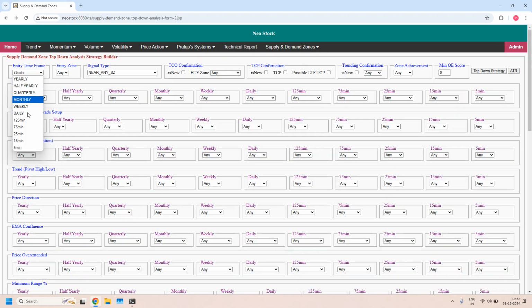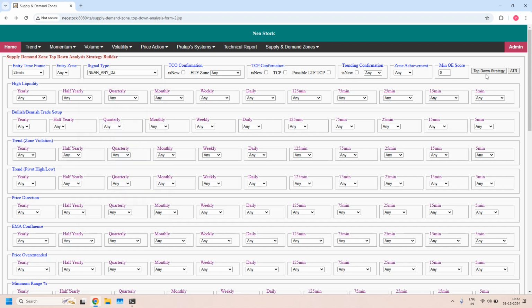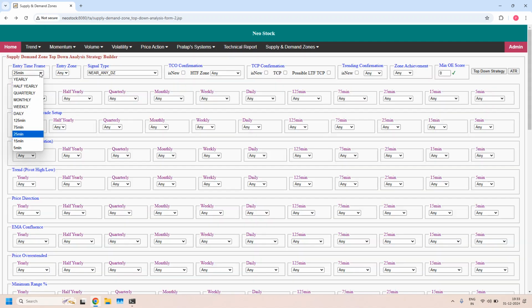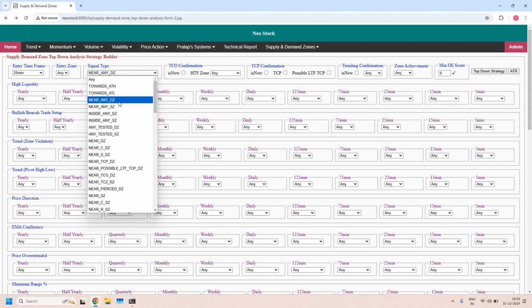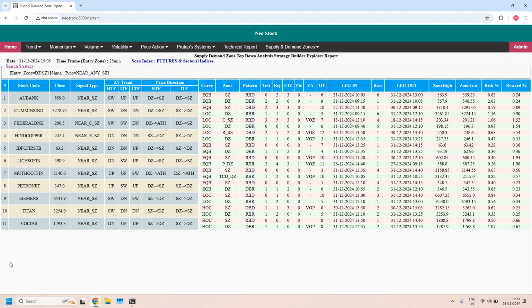Next time frame is 25 minutes. Stocks near 25 minutes demand zone. 10 stocks are filtered. Next, 25 minutes time frame. Stocks near 25 minutes supply zone. 11 stocks are filtered.